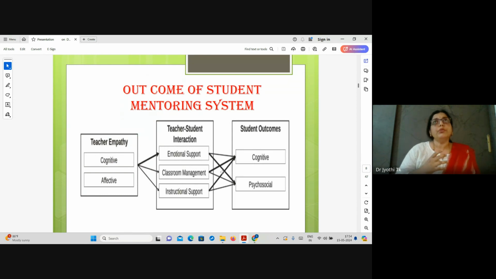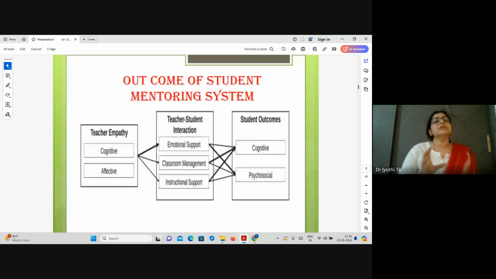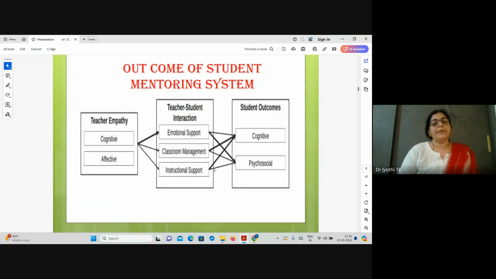And once you have a good rapport with the students, you can easily manage the classroom, and it is very easy to provide instructional support to the students. So as a whole, the purpose of the student mentoring system, the outcome, is that students should benefit from that. Their cognitive level should improve, and their psychosocial behavior should improve, so that the overall development of the student, which is very much required, is provided by the student mentoring system. So that is the outcome of the student mentoring system.